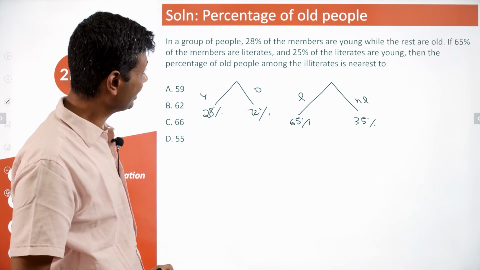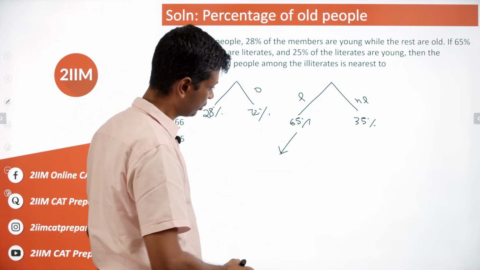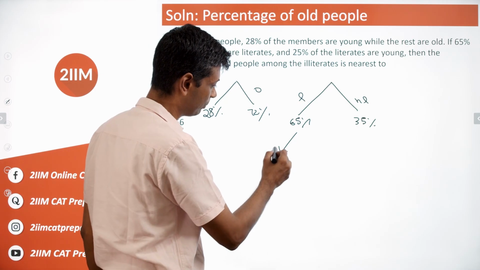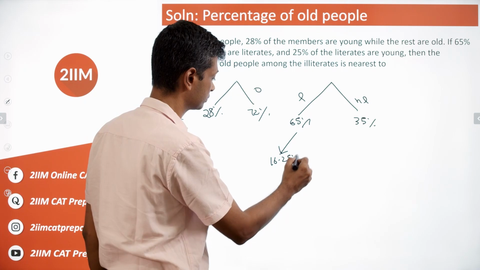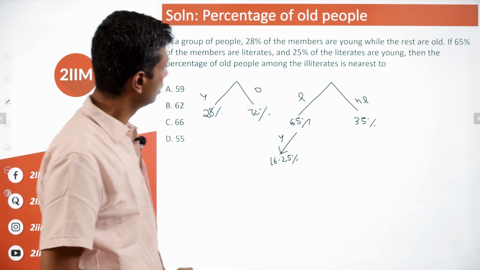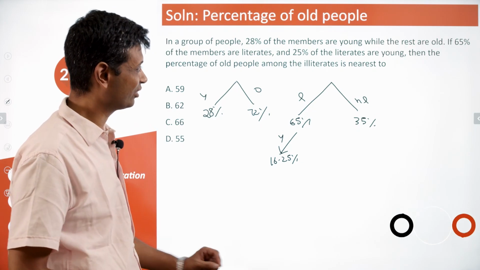And 25% of the literates are young. So 25% of these are young. 25% of 65, half of 65 is 32.5. Half of that is 16.25% are young. Then the percentage of old people among the illiterates is nearest to.